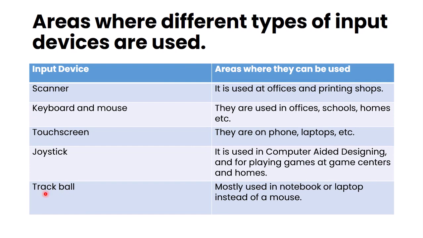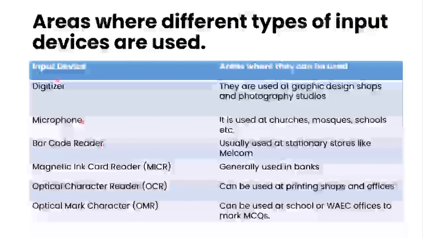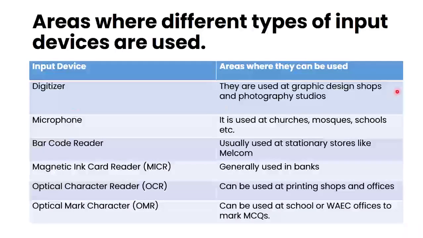Trackball. Where do we use it? We use it in notepads or laptops instead of a mouse. So they can be used in the house, in offices, in graphic design shops, game centers, and the rest. Okay, digitizer. They are used at graphic design shops and in photography studios where we edit photos. We can use the digitizers there.